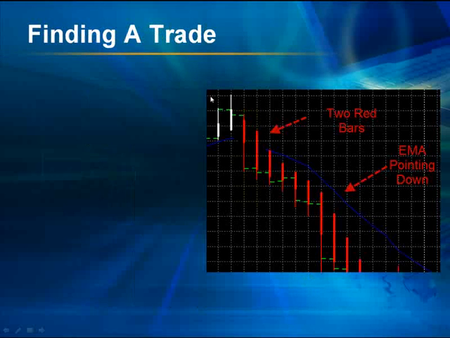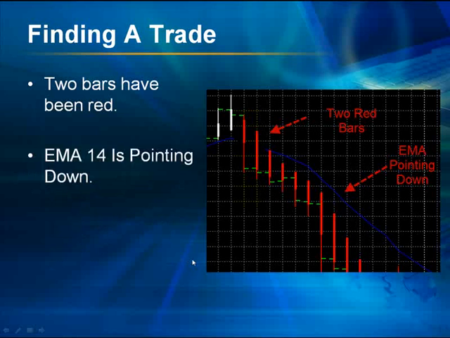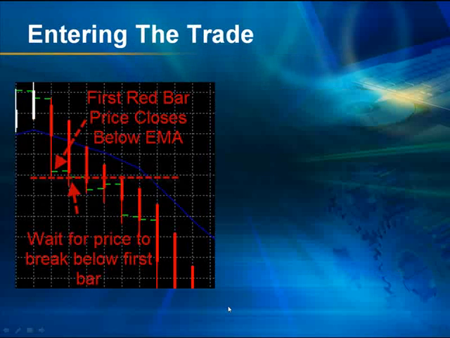So let's just take a look at this again. Finding a trade on a chart here, we need to look. Here are two red bars, and looking at the EMA, it is pointing downward. So our criteria is established. We have two bars, and the EMA is pointing down. We need to now find our entry point.